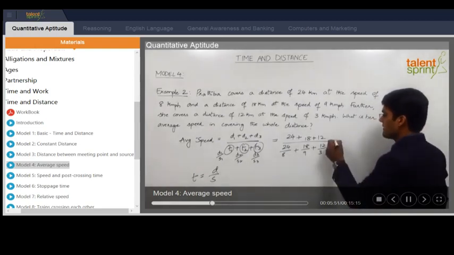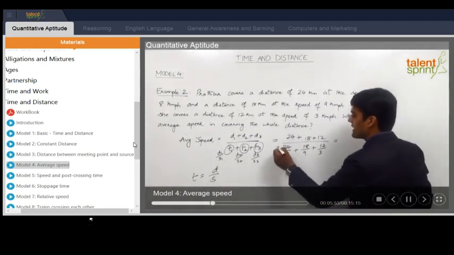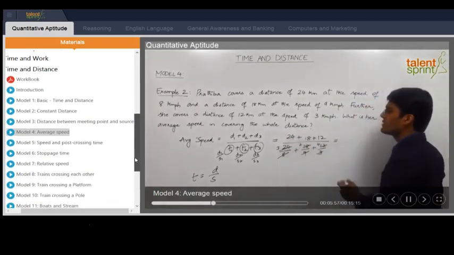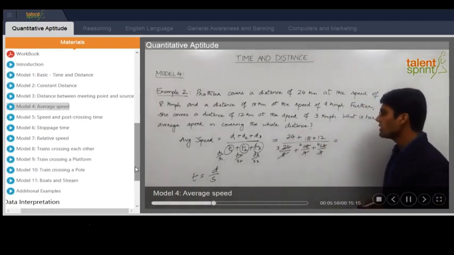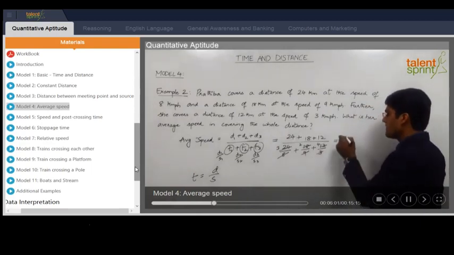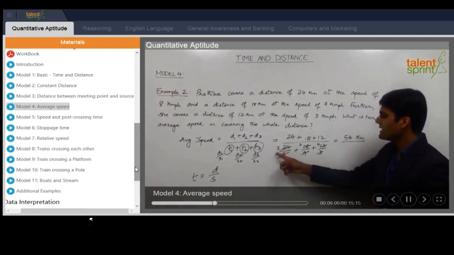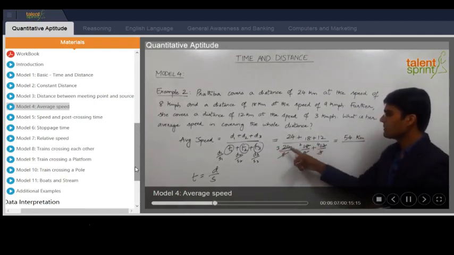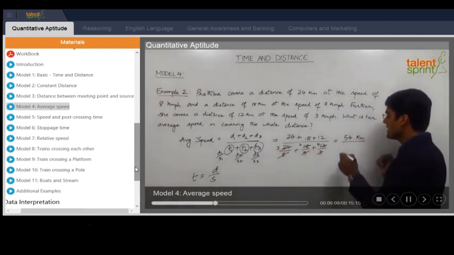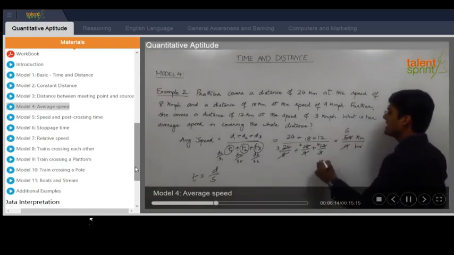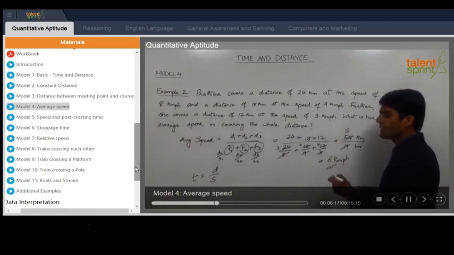So by simplifying this, 8 goes 3 times, 9 here goes 2 times and 3 goes 4 times. So the total distance is 24 plus 18, 42, 42 plus 12, 54 kilometers and the total time is 3 plus 2 plus 4. 3 plus 2 is 5, 5 plus 4 is 9. 9 hours and 9 here goes 6 times. So we can say that the average speed of Pratibha was 6 kilometers per hour.